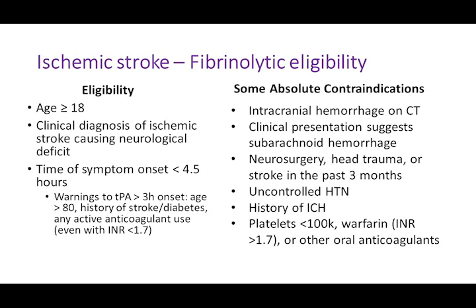So if you ever observe a patient being evaluated for fibrinolytics in the ER, it is a lengthy list of inclusion and exclusion criteria, and all of that has to be done very quickly because time is brain. And so the eligibility to get fibrinolytics for a stroke would be the patient would have to be at least 18 years old with a clinical diagnosis of ischemic stroke causing neurological deficit. The general time of symptom onset has to be under 4.5 hours.